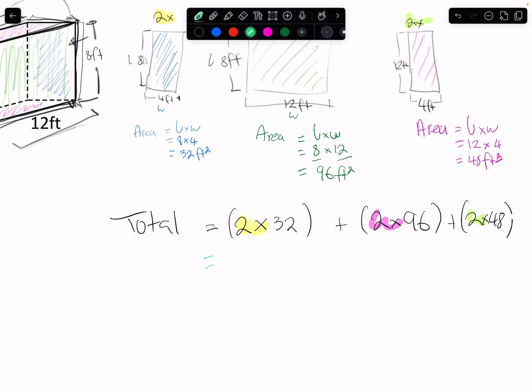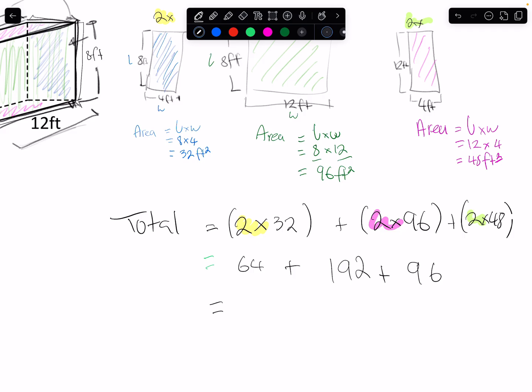So 2 times 32 is 64, plus 2 times 96 is 192, plus 2 times 48 is 96.